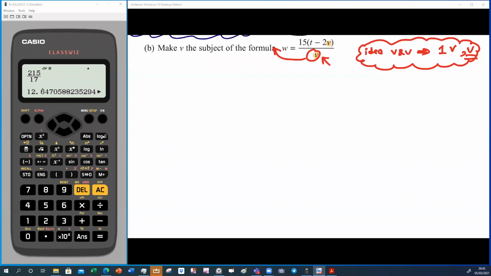So opposite divide by V is? VW. Oh my God, we've got cars coming in as well now. VW, I wonder whether it's a Golf.